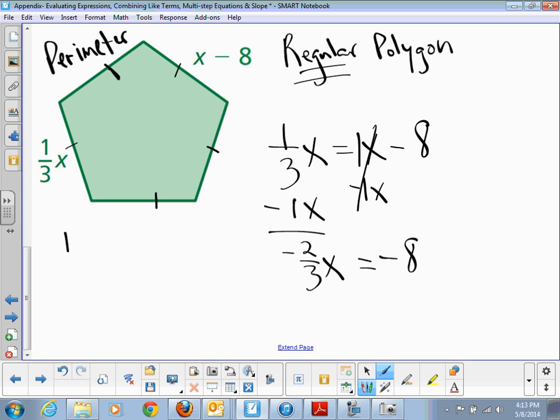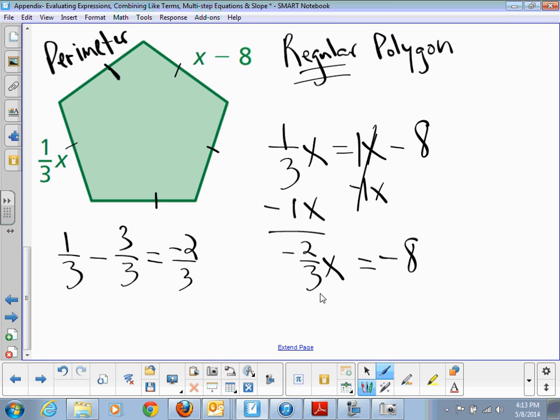If you can't do that in your head, then you just need to go over here to the side, and 1/3 minus 1, we need common denominators, and 1 is the same as 3/3. So 1/3 minus 1 is the same as 1/3 minus 3/3. Well, we keep our denominator the same, and 1 minus 3 is negative 2. So that's where our negative 2/3 x comes from.